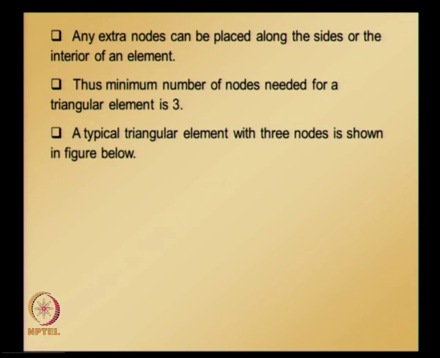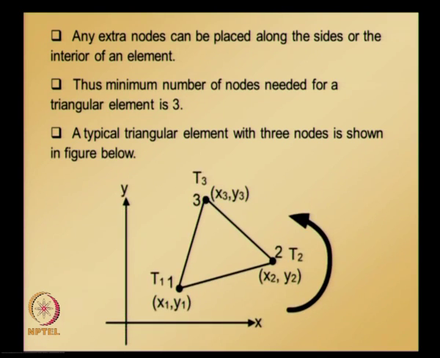A typical triangular element with 3 nodes is shown here, and if you see, the local node numbering is in the counterclockwise direction, which is indicated by the arrow, and the global coordinates of nodes 1, 2, 3 are also indicated in the figure, and the unknown solutions at the 3 nodes, T1, T2, T3, are also indicated. And now we need to derive element shape functions for this 3 node triangular element.